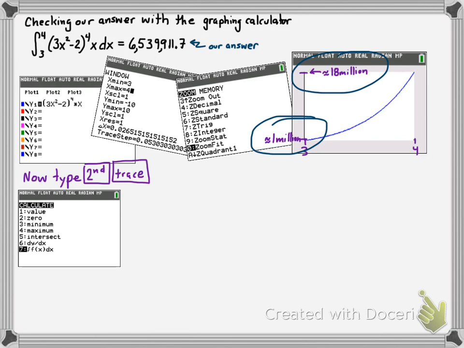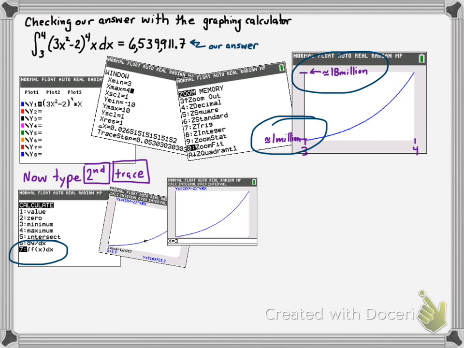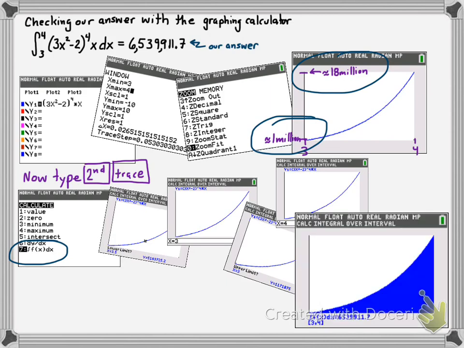When you do that, you will get a menu, and item number 7 on that menu is the integral of f of x dx, so you want to hit enter. The calculator is going to ask you for a lower bound, and that lower bound will be the number at the bottom of the integral sign, so that's the 3. Type in x equals 3. Your calculator will ask you for an upper bound, and type in the 4. Then when you hit enter, your graphing calculator will shade the region that we're talking about and tell you that the integral of f of x dx is 6,539,911.7, which was our answer that we came up with.